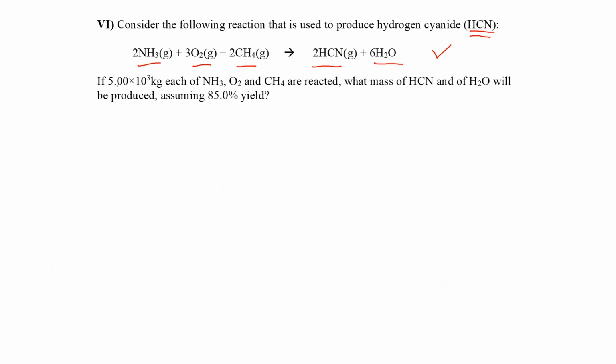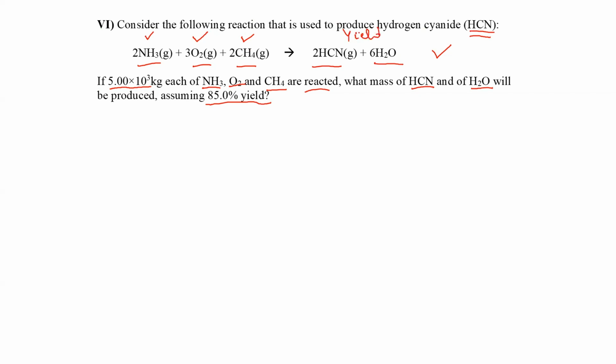If 5.00 × 10^3 kilogram each of ammonia, oxygen, and methane are reacted, what mass of hydrogen cyanide and water will be produced, assuming a yield of 85.0%? Okay, so here we have many pieces of information. We have the mass of ammonia, we have the mass of oxygen, we have the mass of methane that is used, and we have the yield.